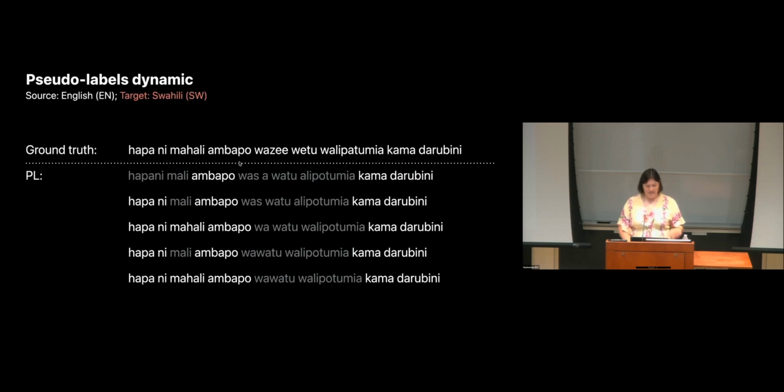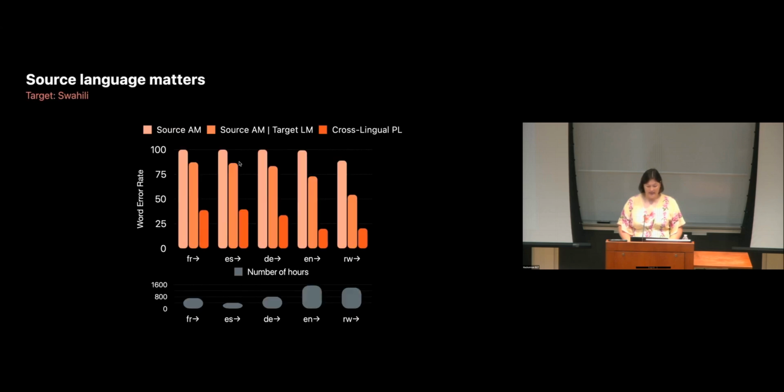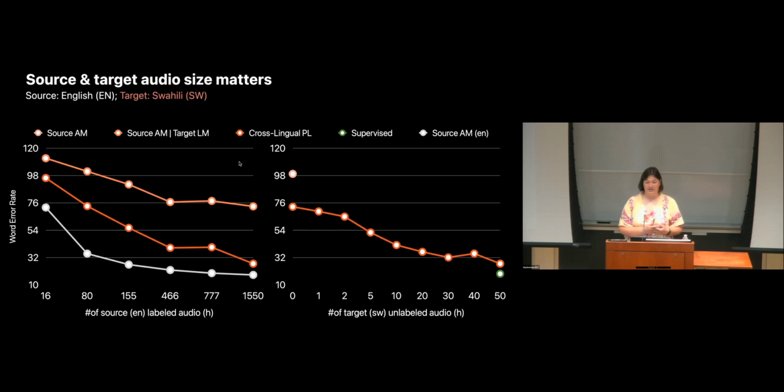If you look at how the pseudo labels are progressing, this is an example of what's happening. You can see that over time it's actually fixing some errors in the transcription. And we see that the source language matters. You really need some correlation between the source and target language. If they are not related at all, it's hard to do the transition. Moreover, you depend on the source and target audio size. If you have more source labeled data, you get a better model and better transfer for the target language. The same goes for the target language: if you have more hours of data, you can get a better model.